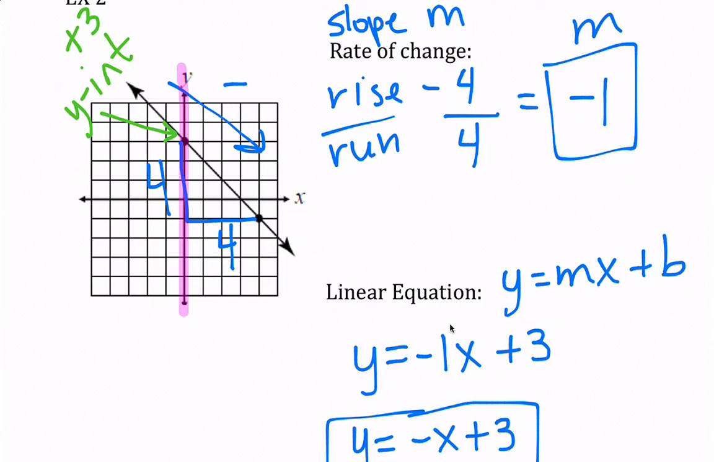To find your y-intercept, remember you find where it crosses the y-axis. Once you know where it crosses the y-axis, you always count from the origin.